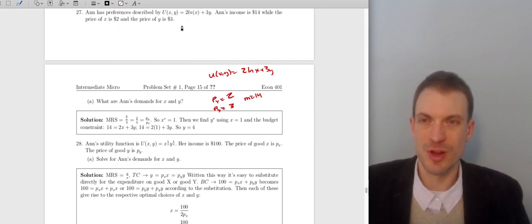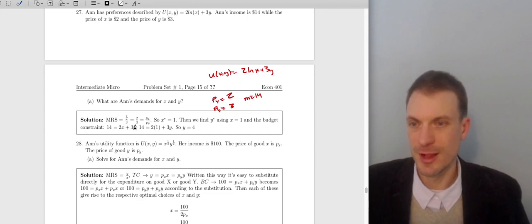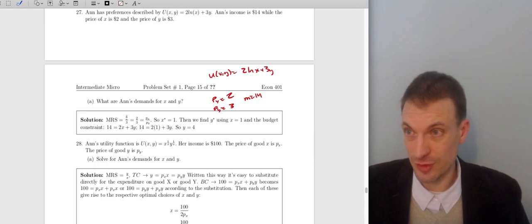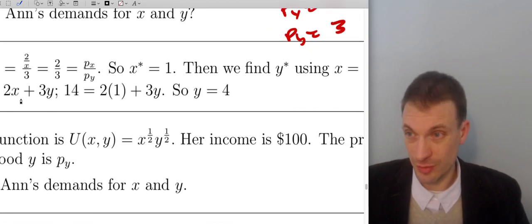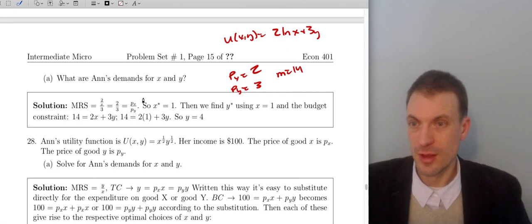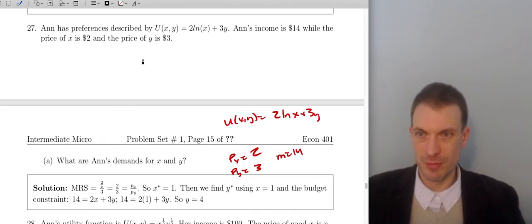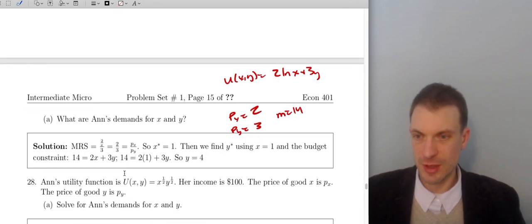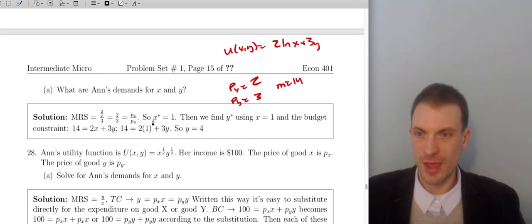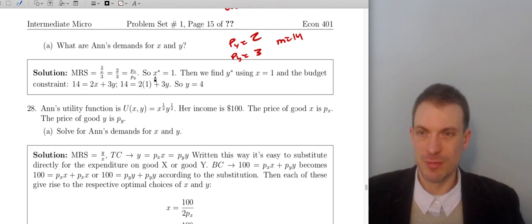All right, we've got to find the marginal rate of substitution. So the marginal utility of x is 2 times 1 over x, so 2 over x. The marginal utility of y is just 3. So the MRS is 2 over x divided by 3. And this 2/3 is coming from the price of good x, 2, and the price of good y, 3. So those things cancel off nicely. So the demand for good x is just going to be 1.